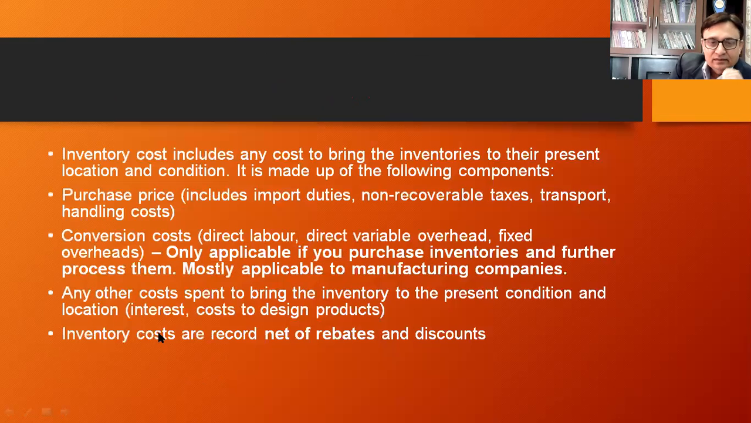So, inventory cost. Inventory costs include any cost to bring the inventories to their present location and condition. It may be in the following components: purchase price, which we have already explained, import duties, non-recoverable taxes, transport and handling costs, etc. Conversion cost may include direct labor, direct variable overhead, and fixed overhead. It is only applicable if you purchase inventories and further process them, mostly applicable to the manufacturing company.